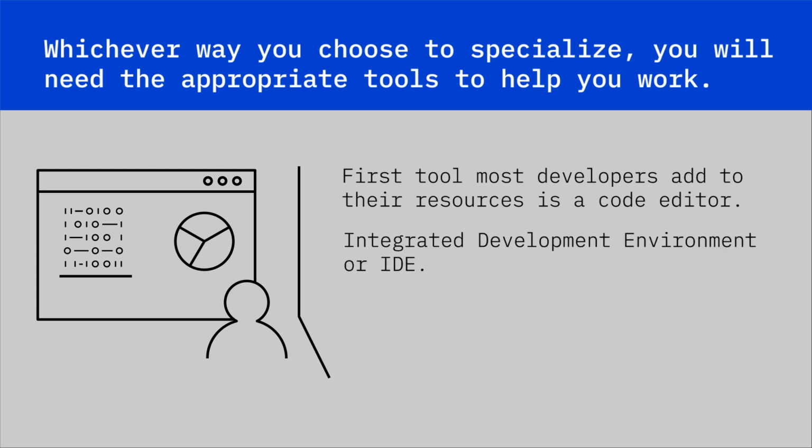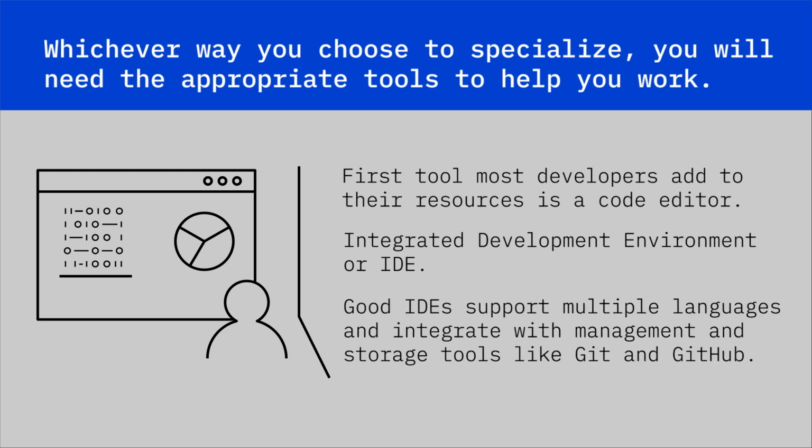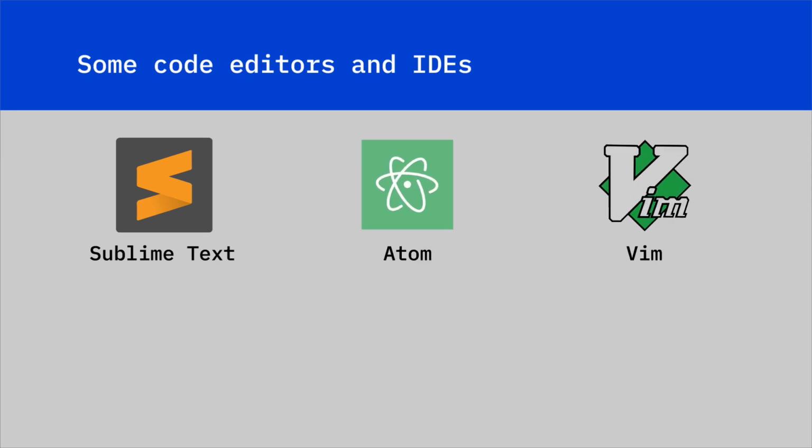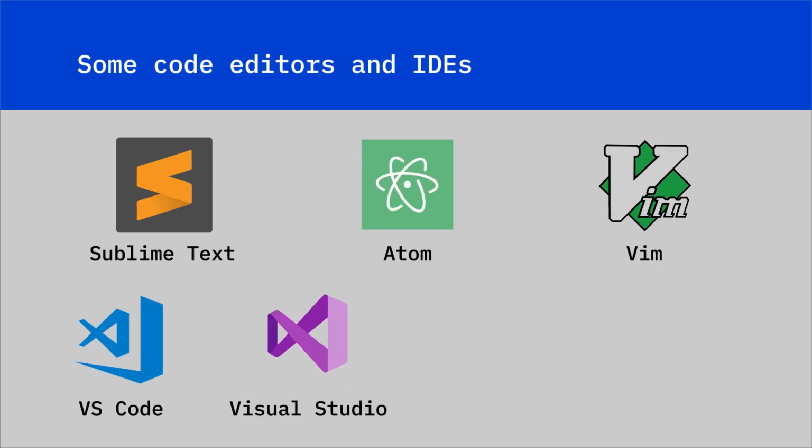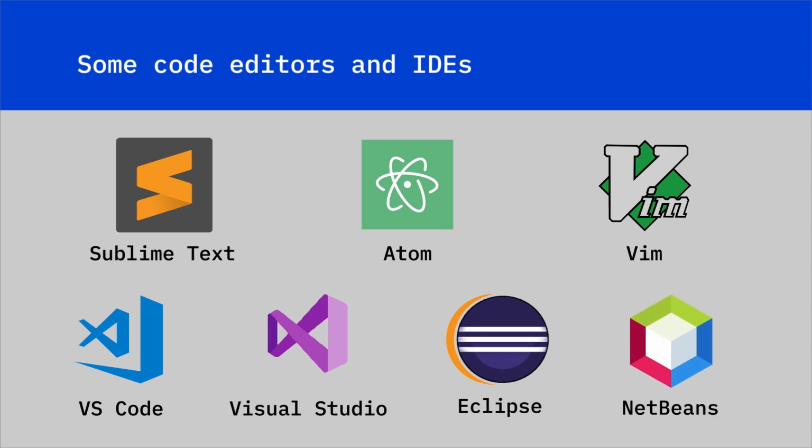Integrated Development Environments, or IDEs, incorporate some of these additional capabilities beyond just code editing and make it easier to build and manage your code. Good IDEs support multiple languages and integrate with management and storage tools like Git and GitHub. Other useful features are custom extensions and themes for supporting your working style and environment. Examples for code editors and IDEs include Sublime Text, Atom, Vim, VS Code, Visual Studio, Eclipse, and NetBeans.